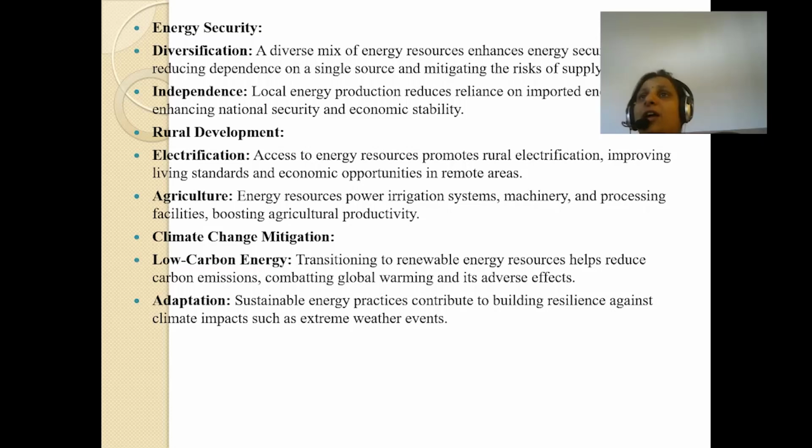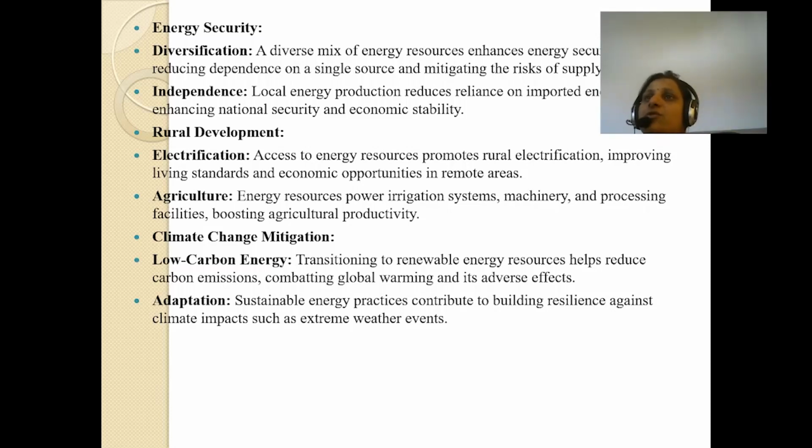Local energy production reduces reliance on imported energy and enhances national security and economic stability. If we have local energy production, it reduces our reliance on imports. And obviously, when we don't import energy from other countries, our national security will be enhanced and we will have a more stable economic environment.